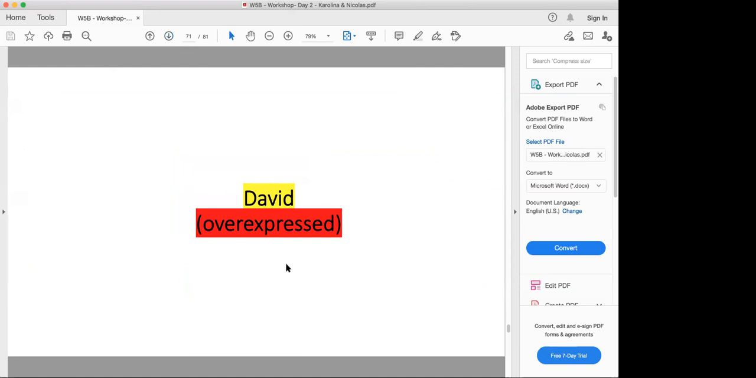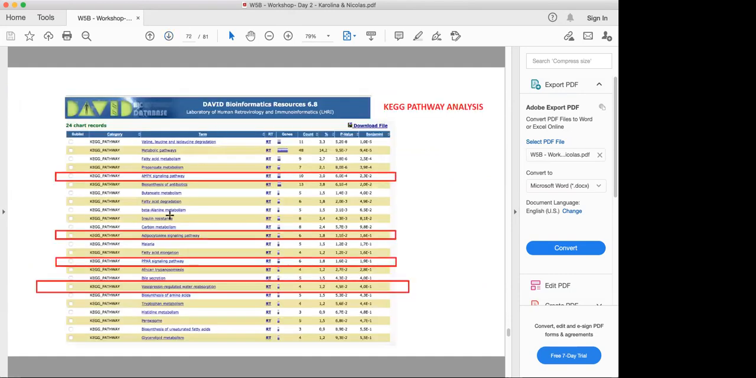And the same I did using DAVID Bioinformatics. I took the overexpressed data set and four pathways that I found in the literature are associated with the chronic disease were identified: AMPK signaling pathway, adipocytokine signaling pathway, PPAR signaling pathway, and vasopressin regulated water reabsorption.